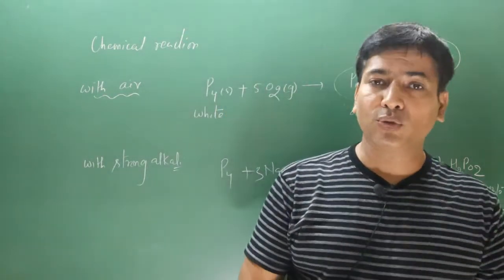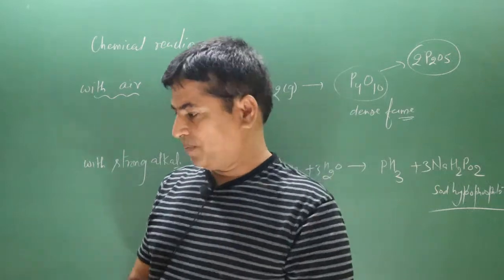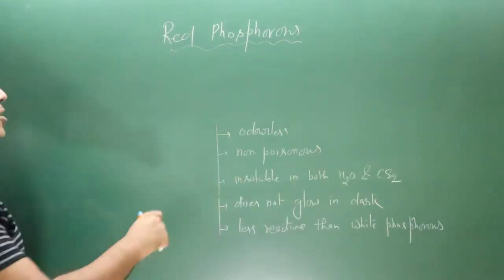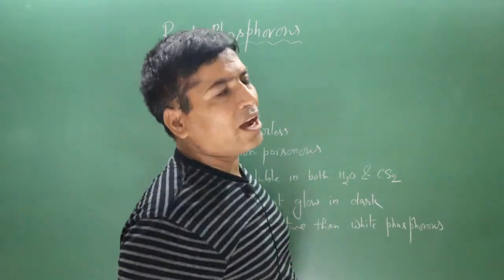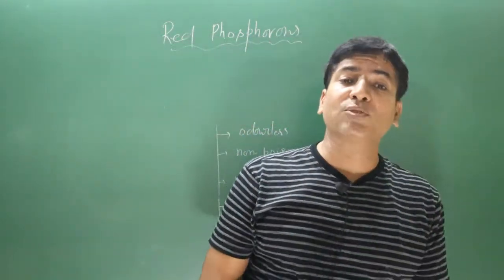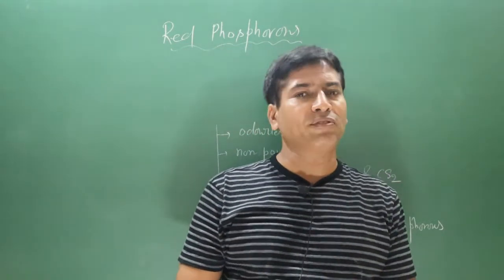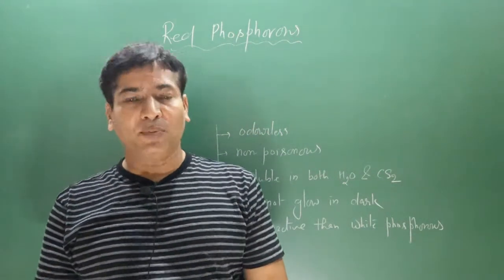Now let's move on to red phosphorus. Next we have red phosphorus. The chemical formula of red phosphorus is the same as white phosphorus, but the arrangement of atoms is different. That is how they show different physical as well as chemical properties.